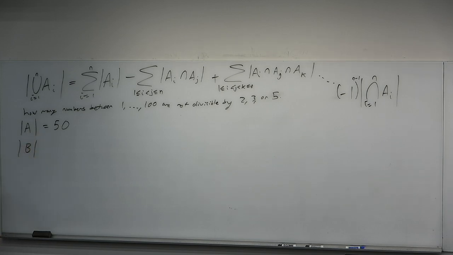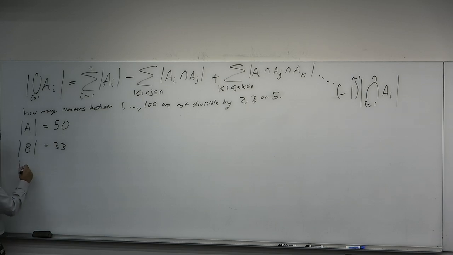How many numbers between 1 through 100 are divisible by 3? This one took me a second. 33, yeah, you gotta round down. You do 100 over 3, divide, round down, right? Because the 33rd one is gonna be 99. 102 won't be in there, right?